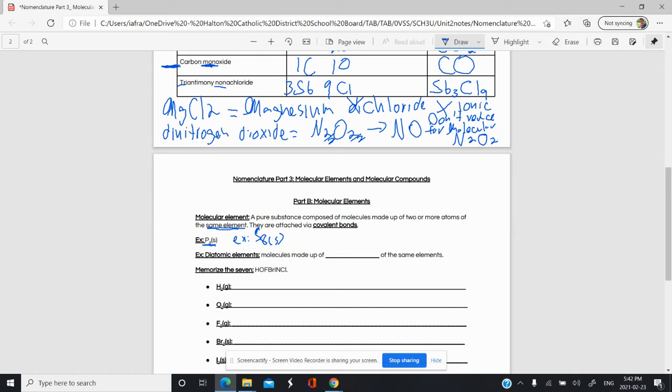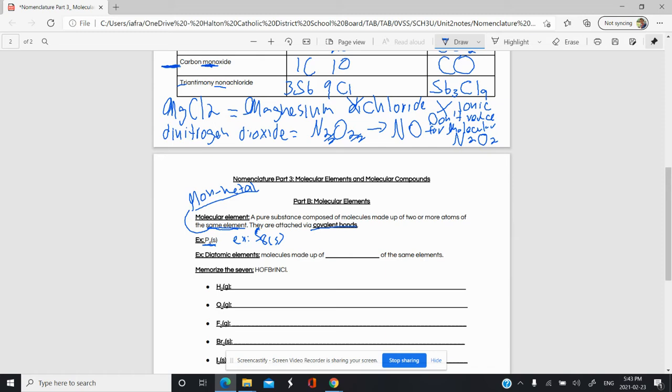And specifically, those elements are non-metals. So I should put here, just to specify, non-metal elements connected together. And they're connected together by covalent bonds as well, similar to molecular compounds.